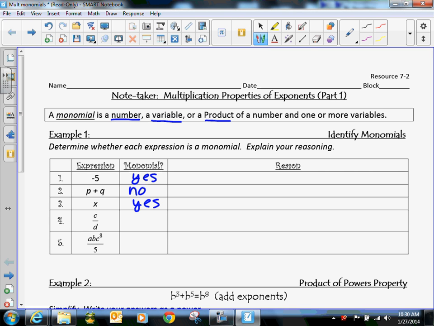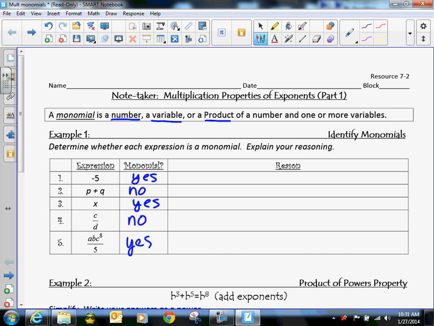For number 4, we're going to say no, because when we have a denominator as a variable, that means that it cannot be a monomial. So no denominator of a variable. But for 5, we're going to say yes, because it has a constant as the denominator. In that case, it can work. So go ahead and, if you need to pause, fill out those reasons, and we're going to continue on.